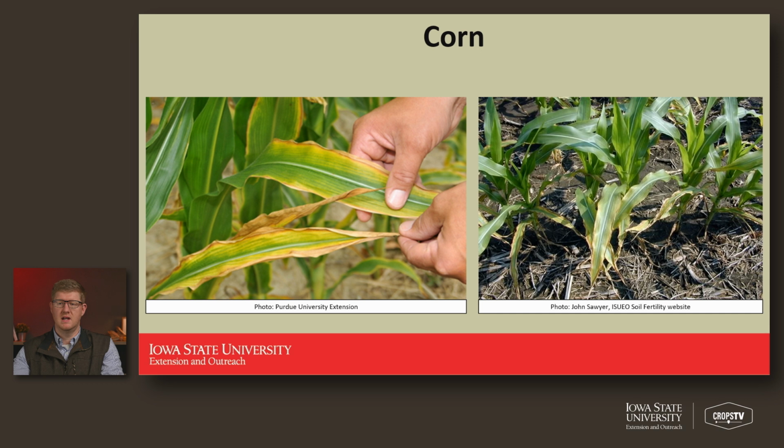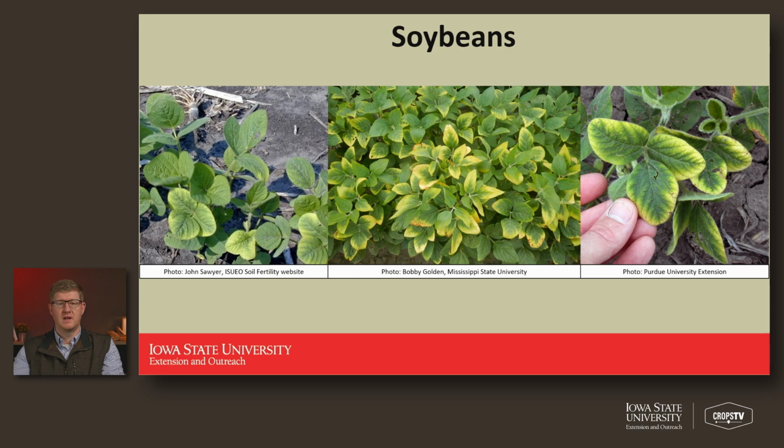You can notice in the picture on the right, the very lower leaves, the lowest leaves on the plants, are exhibiting some symptomology, but in fact, the deficiency has started to work its way up the plant, a few leaves in this case as well. So next, we'll look at some examples of what potassium deficiency looks like in soybeans.